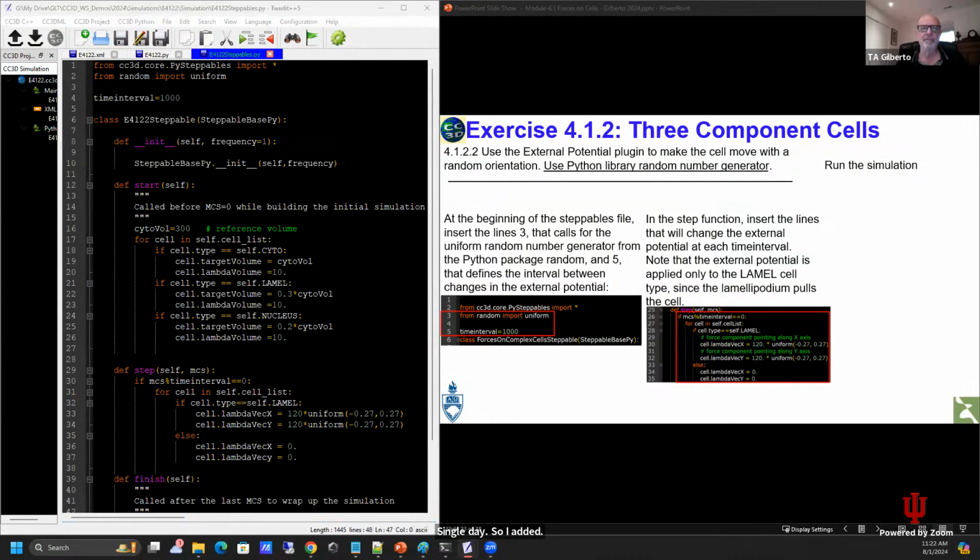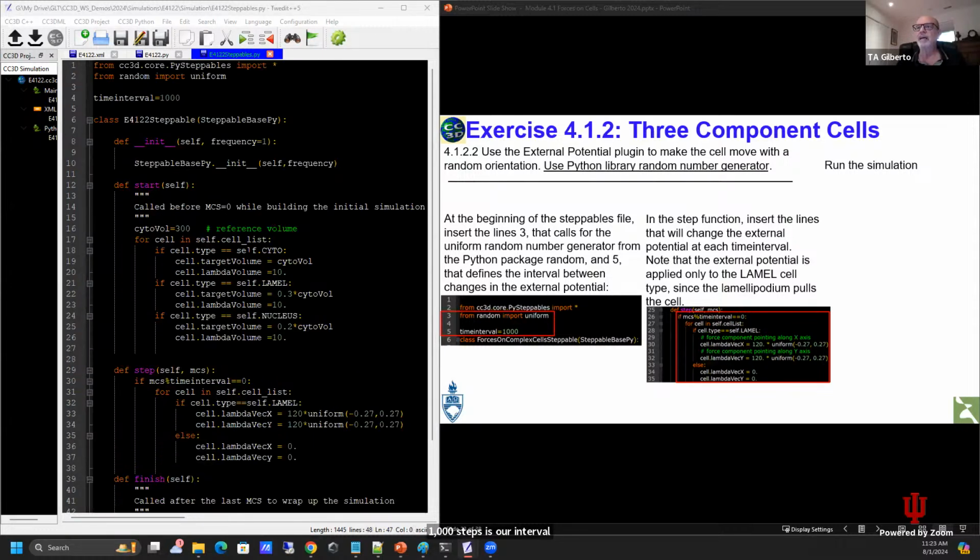Let's stop this one. And here, how you do that? So let's analyze the code now. First, again, I will create a time interval variable here, a parameter. Put it as 1,000 Monte Carlo steps. This is our interval.